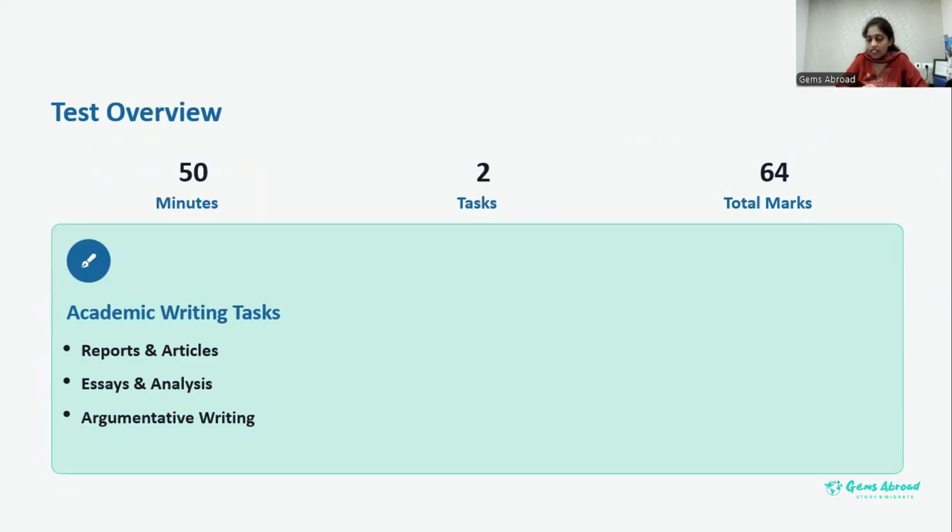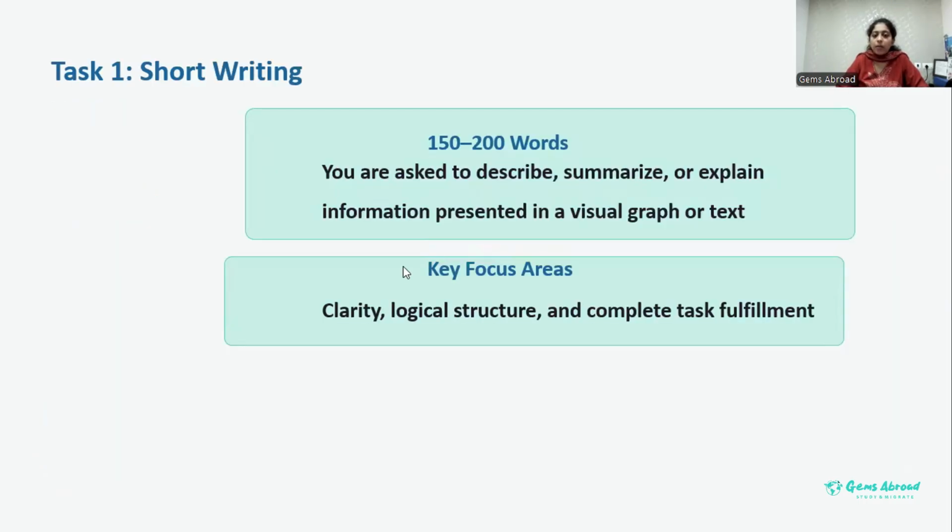So you have to write. There will be two tasks. The first task is about short writing, and you will be asked to describe, summarize, or explain the information presented in a visual graph or text. So task one usually requires you to summarize, describe, or explain visual or factual information. This could include graphs or tables, processes, or how something works, maps.